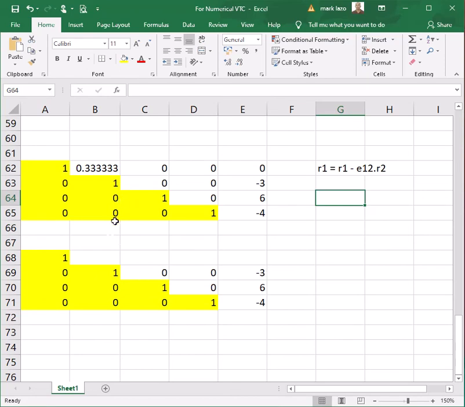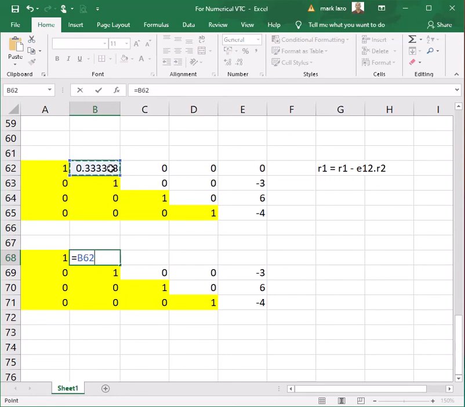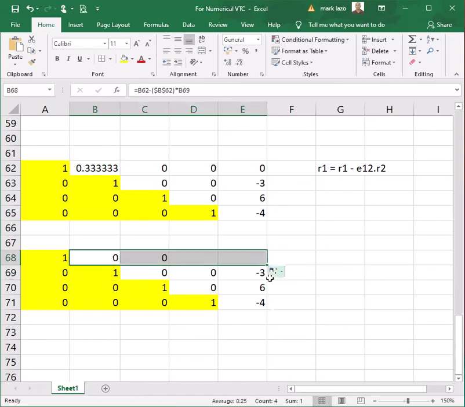So applying it, we have here, it is equal to R1 minus the value of the element in the first row, second column. So I'll just put a $ sign here, then multiplied by the value of the element in row 2. Then all I have to do is to drag the formula.